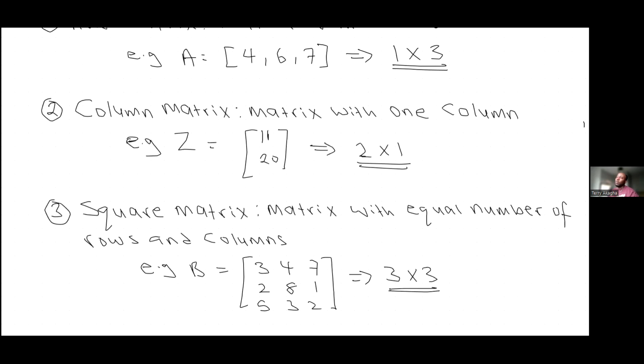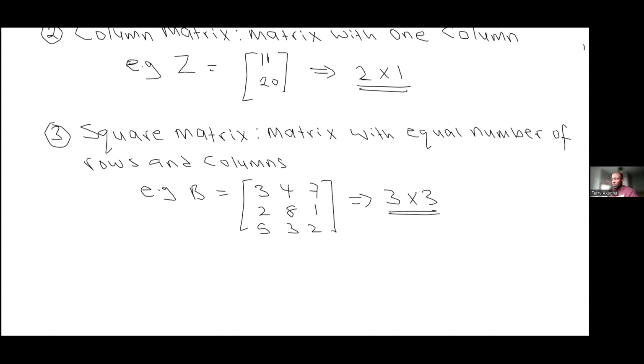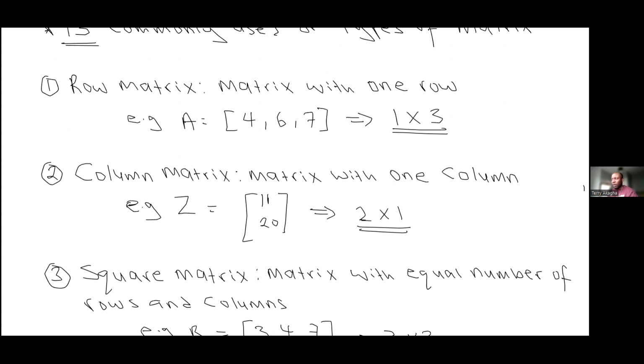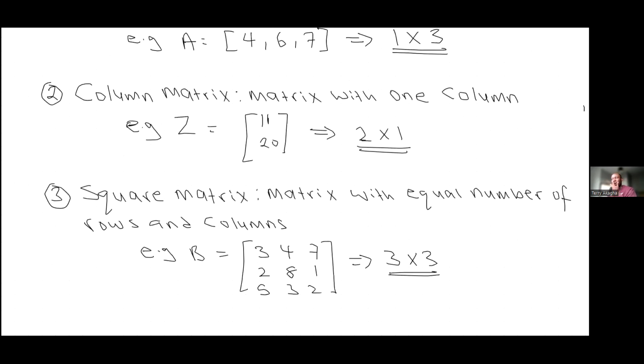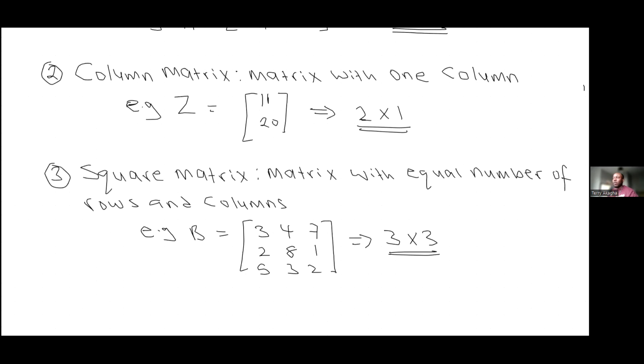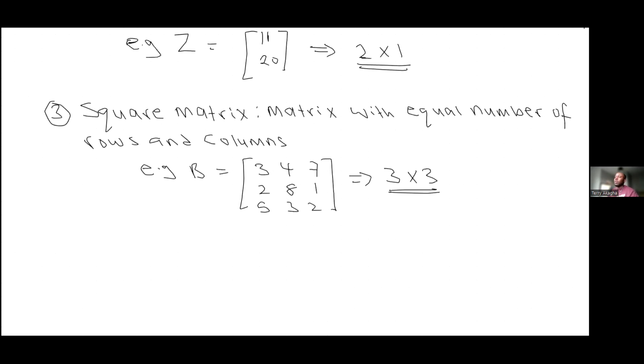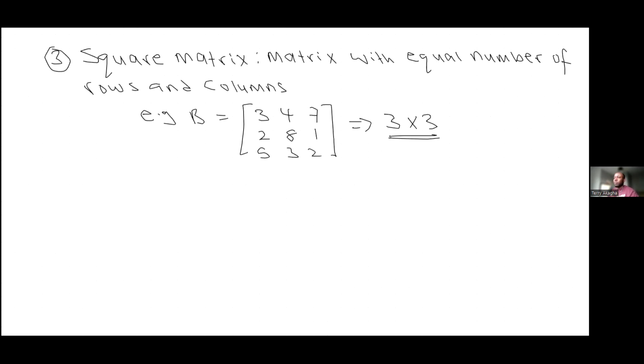Number 4, so we've talked about the row matrix, which has 1 row. We've talked about the column matrix, which has just 1 column. Now we've talked about the square matrix, which has equal number of rows and columns. Number 4, let's go to the next, let's say rectangular matrix, okay? So rectangular matrix.